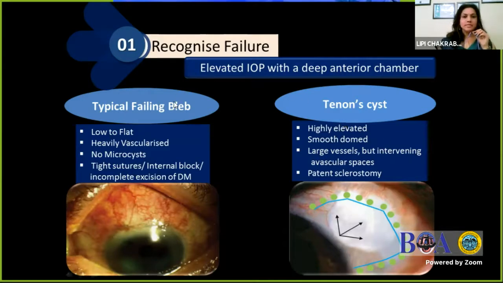Failing blebs are of two types, typical or the encapsulated tenon cyst. Typical failing bleb, these are low to flat, heavily vascularized, no microcysts, causes are tight sutures, internal block of ostia, and incomplete punching. Whereas an encapsulated tenon cyst is highly elevated, smooth domed, so a bleb which was avascular, slightly raised, going fine, suddenly in 1 month is becoming highly elevated with large vessels, patent sclerostomy that should be present. So that should be confirmed by gonioscopy. And in tenon cyst, we find something like this photograph. So we find a fibrous ring of steel.